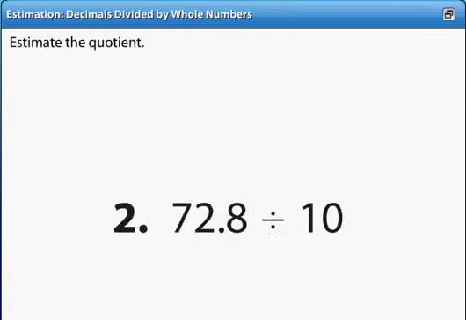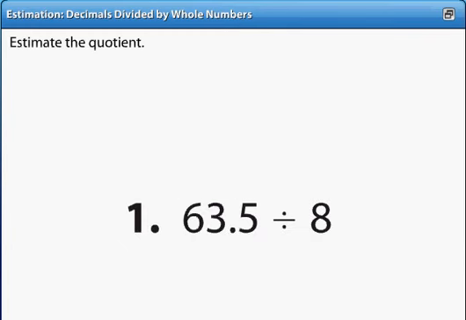It says estimate the quotient. So I'm looking at my 8 and I'm looking at my 63. You have a choice here. I can try to find a friendly number that 8 can go into that's close to 63. I know 8 times 8 is 64. So I could round this to 64 and then divide it by 8 and I get 8.